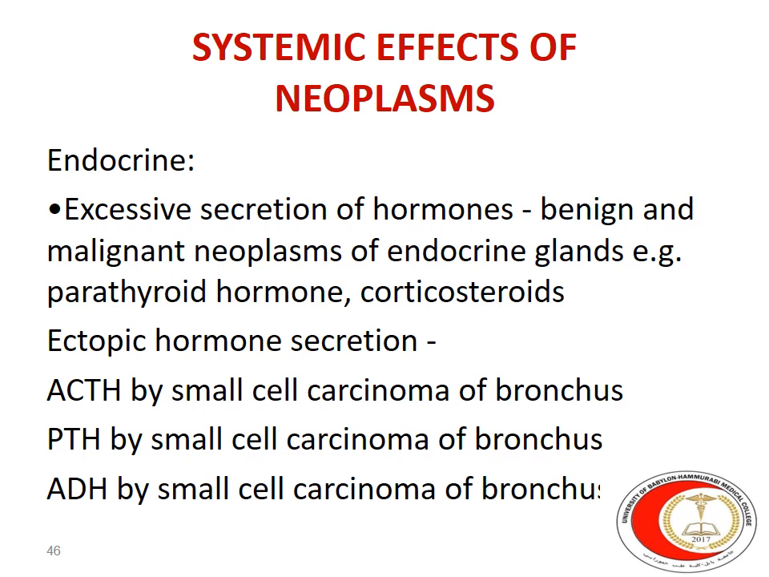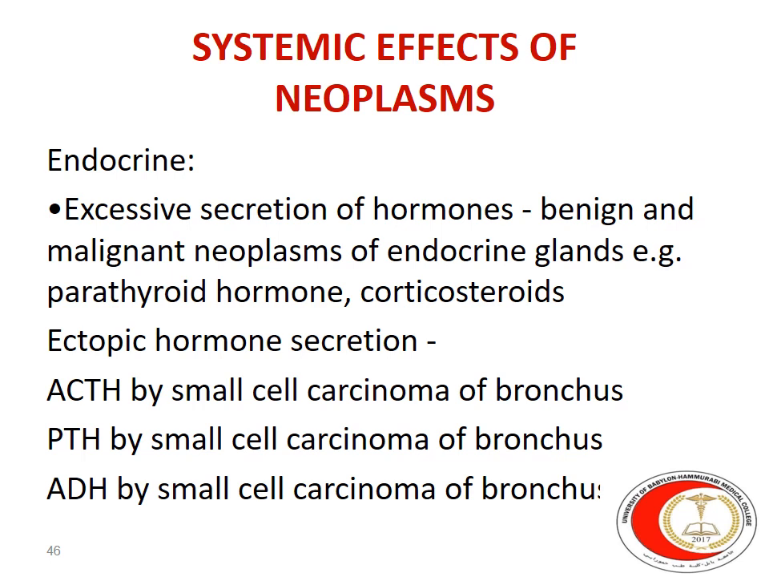For example, parathyroid hormones and corticosteroids will all be secreted by certain glands. And we have what we call ectopic hormone secretion. Ectopic hormone secretion is the secretion of certain hormones in organs that are not specific to secrete that hormone.